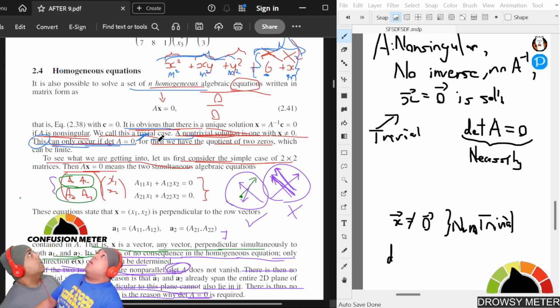Determinant A equals 0. Then we have, wait. Now they're saying we have a quotient of two zeros, which can be finite. So that makes me think, oh, maybe it's non-trivial. But then we have the quotient of two zeros, which can be finite.